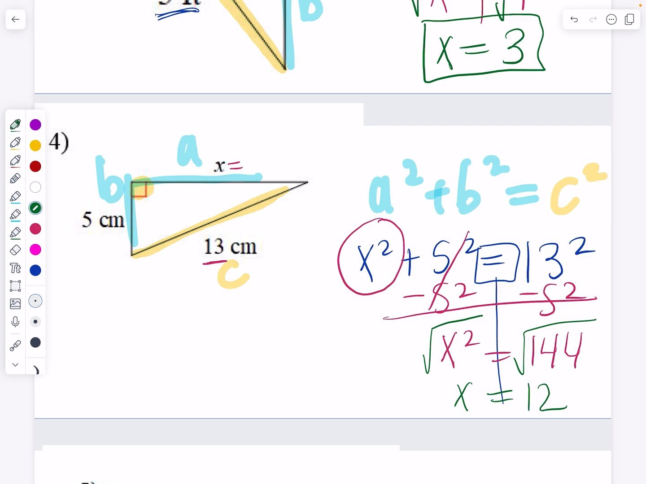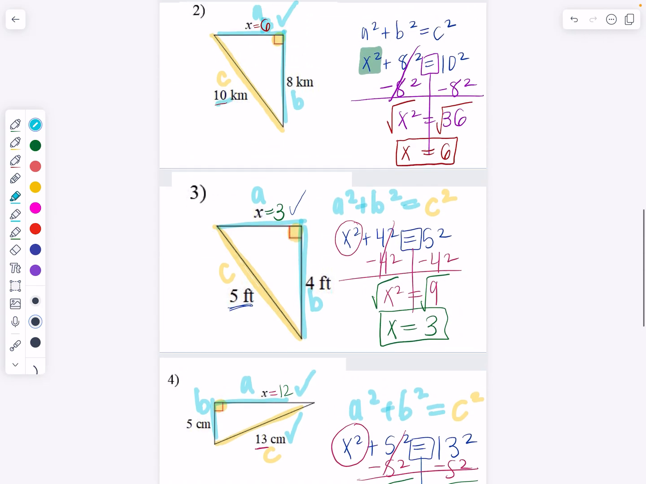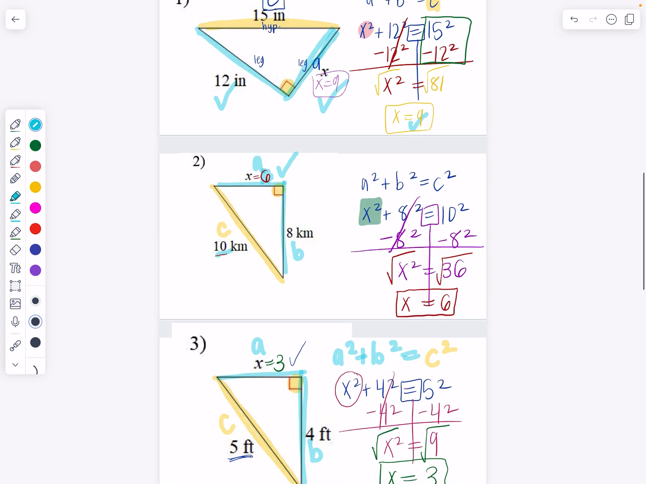When you type in the square root of 144, you get 12. Does that make sense as an answer? Is 12 less than the hypotenuse of 13? Yes, it is.